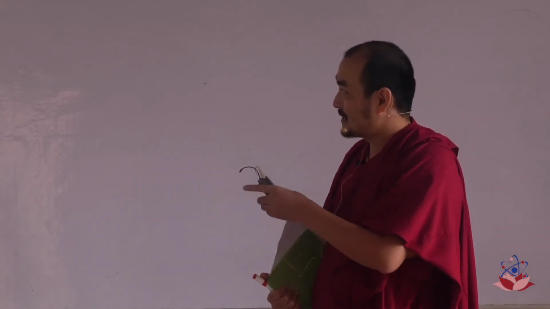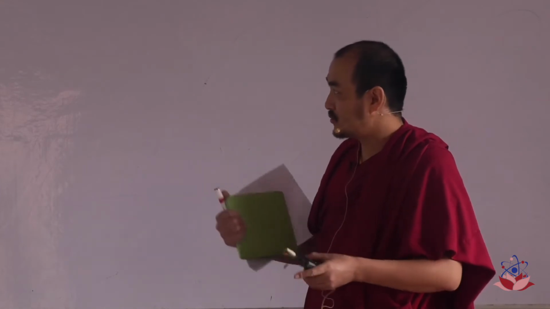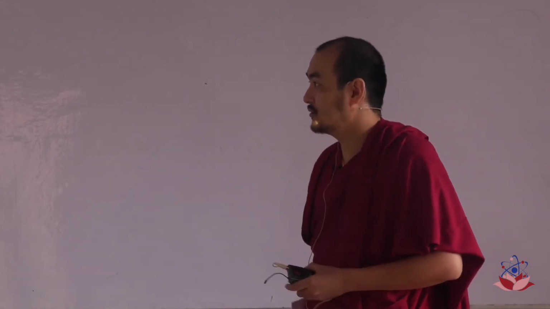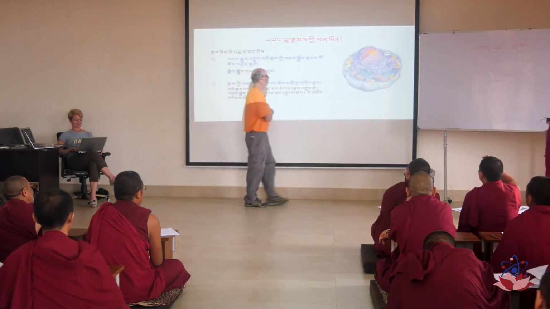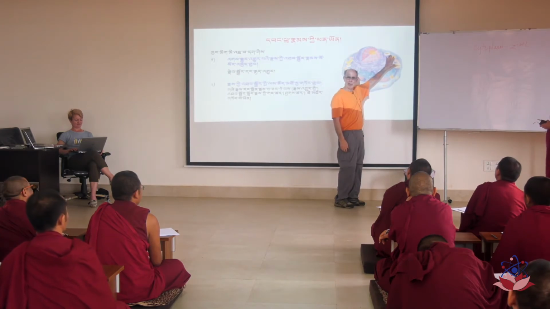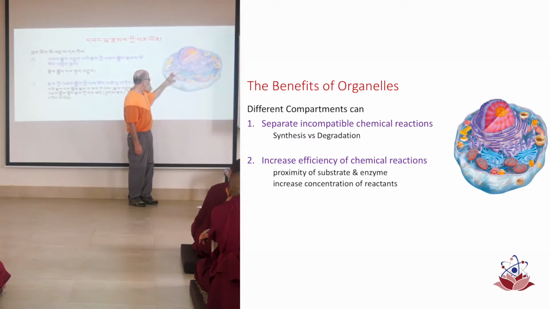So you really want these to be separate so you don't damage the rest of the cell, and you want, as we'll see in a second, the mitochondria to be different because they require that they are separate in order to do their job, which we'll see in a minute.